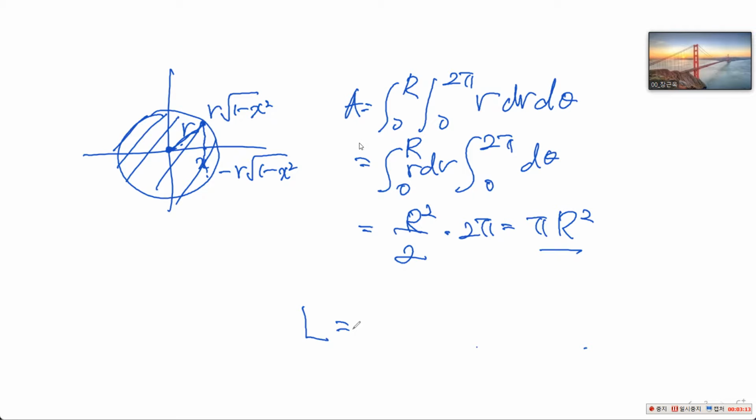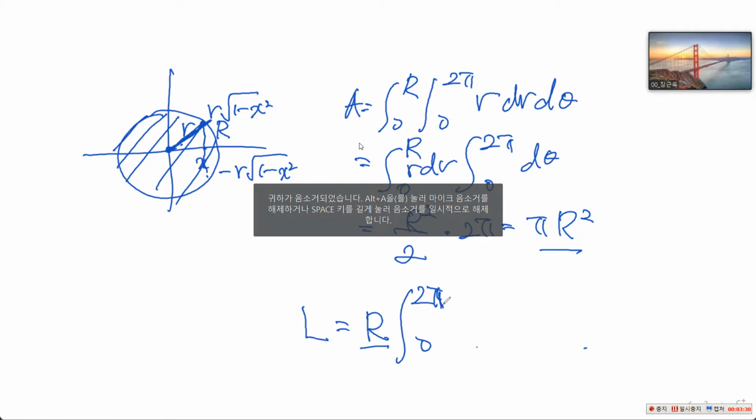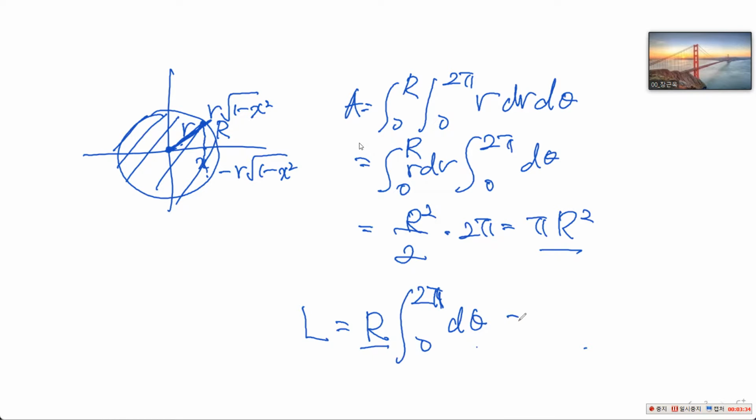To calculate the perimeter, in that case, the radius is fixed at large r. So r is treated as a constant, and we can write down 2 pi r, and we integrate d theta only. So in that case, the perimeter is given by 2 pi r.